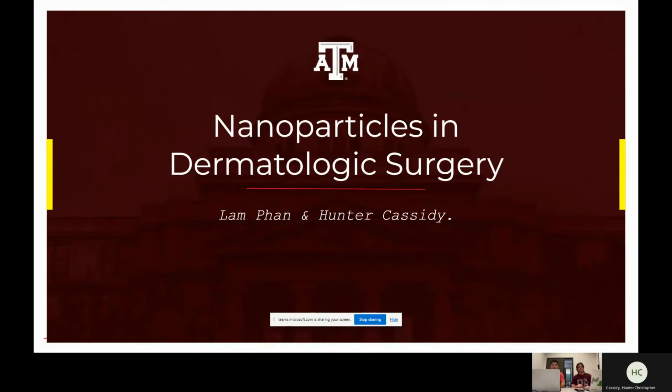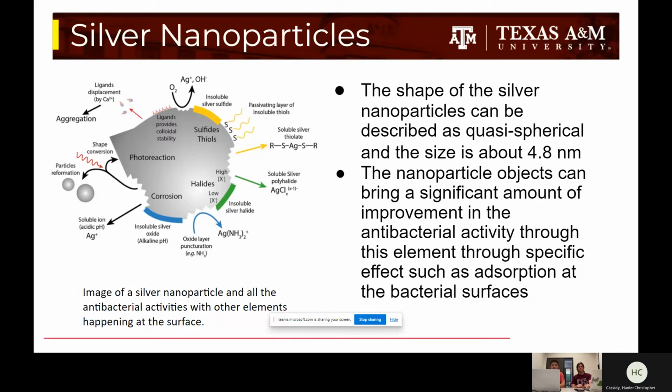Today we will talk about nanoparticles in dermatologic surgery. We chose silver nanoparticles. The shape of the silver nanoparticles can be described as quasi-spherical, and the size is about 4.8 nanometers on average. The nanoparticle objects can bring a significant improvement in antibacterial activity through specific effects such as absorption at the bacterial surfaces. The image to the left shows some of these effects happening. It is an image of a silver nanoparticle and all the antibacterial activities with other elements happening at the surface.